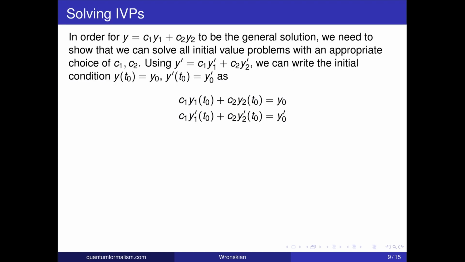Okay, right, so this is what I was saying. In order for this to be the general solution, we need to show that we can solve all the initial value problems with an appropriate choice of c1 and c2. All right, and so let's see what that looks like. Again, when we take this derivative, we'll just get c1 y1 prime plus c2 y2 prime. And so now we can write this initial condition at t0 using the following two equations, right? This equation is y of t0 is y0, and this equation is y prime of t0 is y0 prime.